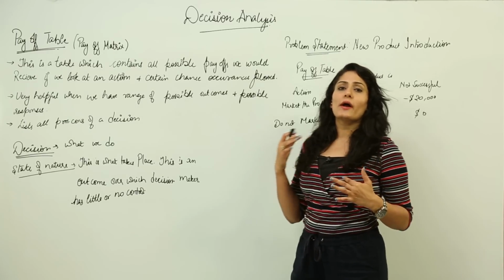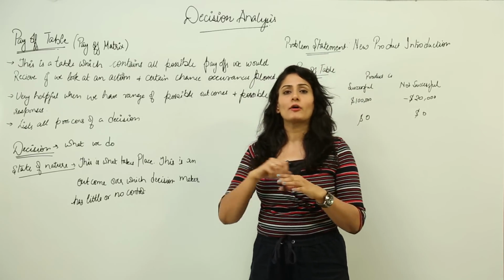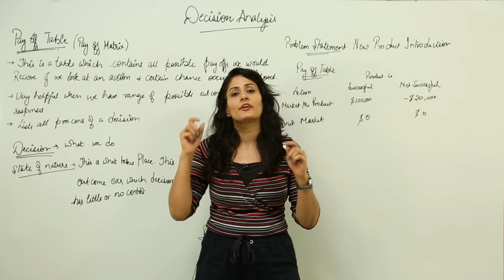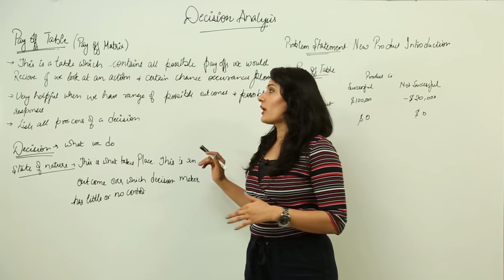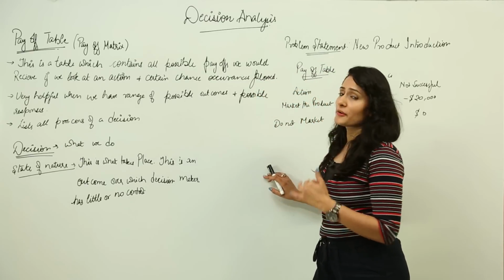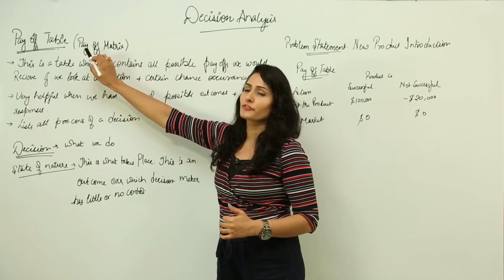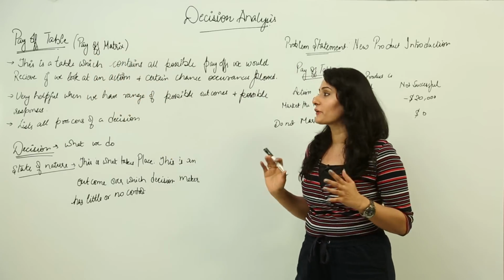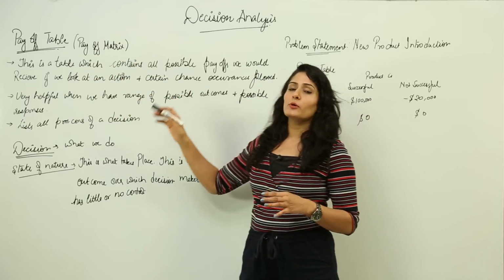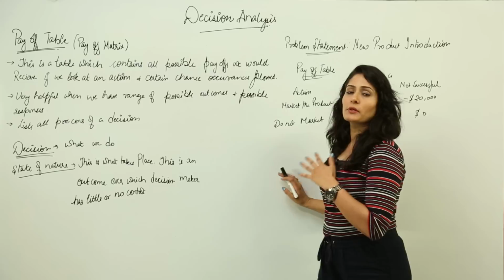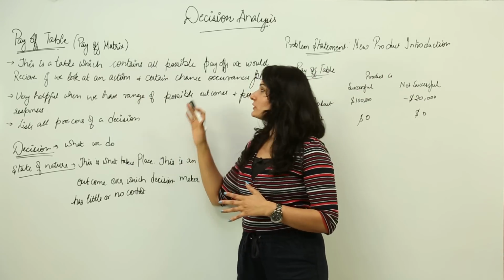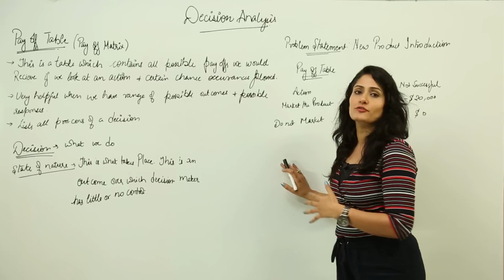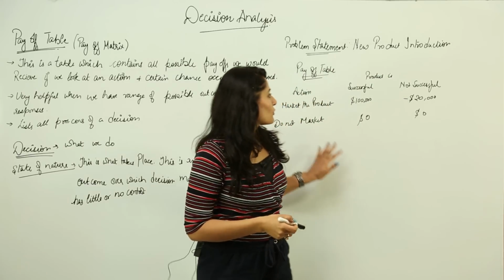Before I go ahead and give you a detailed example of how to carry out all the calculations and reach the utility of each branch, there are a few terms which I would want you to know because they are important. The first one is the payoff table, also known as payoff matrix. This is the table which contains all possible payoffs we would receive if we took any action and certain chance occurrences followed, right.